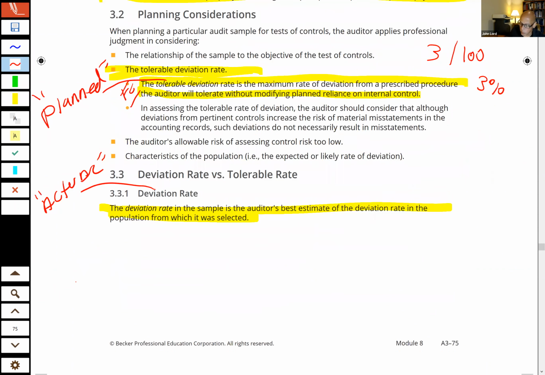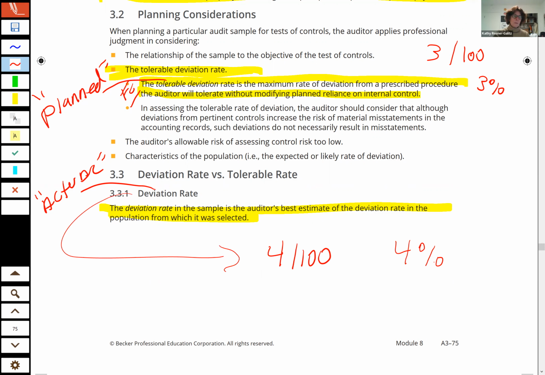So now I pull the 100 time cards and I find 4 that aren't signed. So if I find 4 that aren't signed, what's my deviation rate? Not a trick question. 4%? 4%, yeah. Okay. So is the auditor happy or sad at this point? Sad. The auditor is sad because the auditor said, hey, I'd be willing to select what?